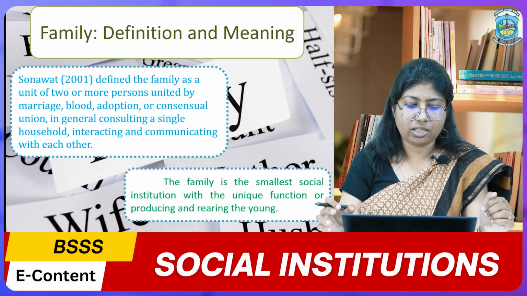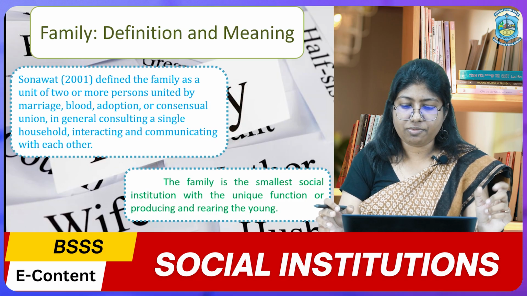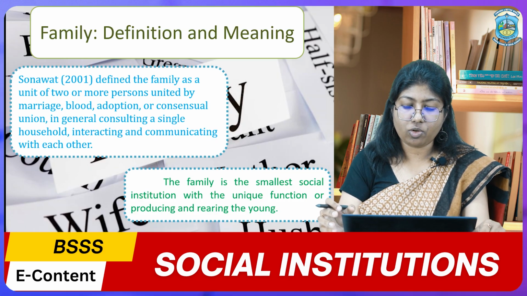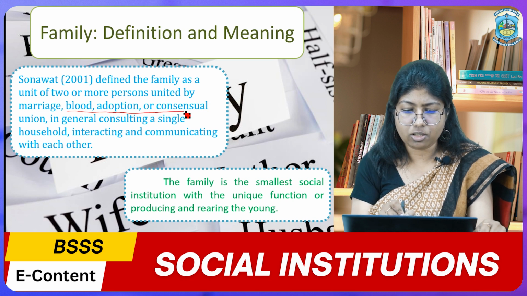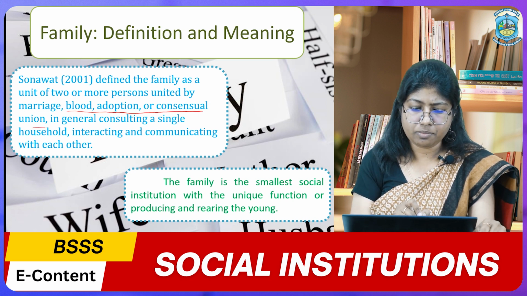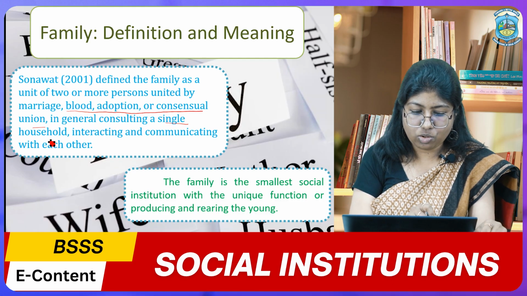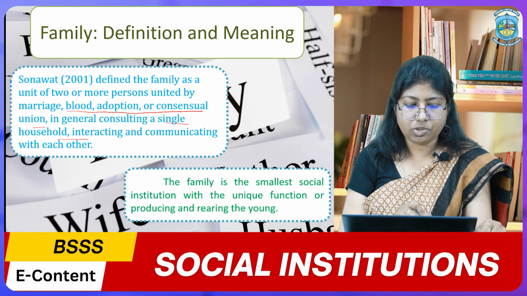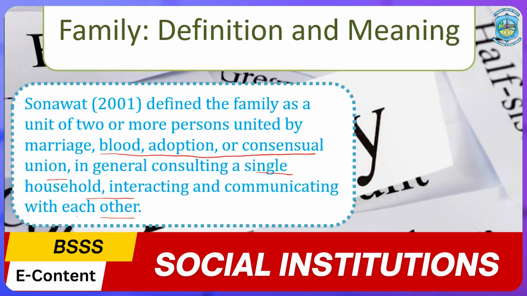Examining a definition given by Sonawat in 2001, family is defined as a unit of two or more persons united by marriage, blood, adoption, or consensual union, in general constituting a single household, interacting and communicating with each other. So, who will be present in a family? What is the composition of the family? How are they going to be related with each other?